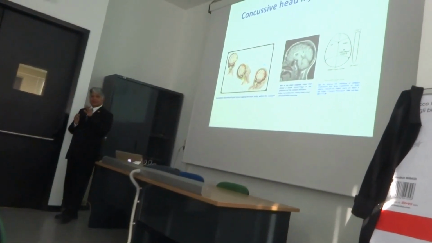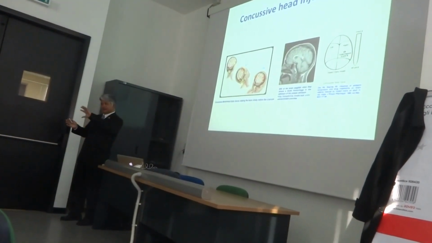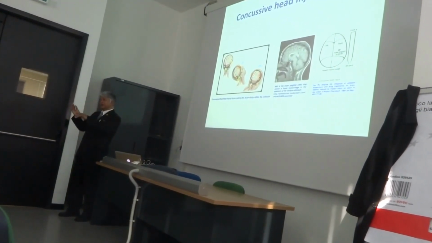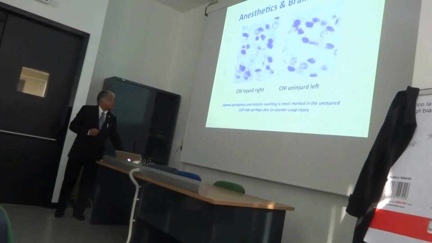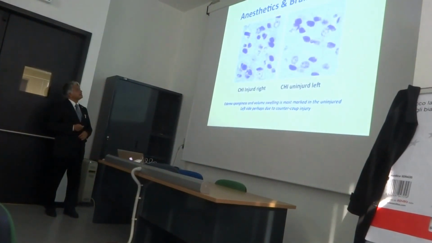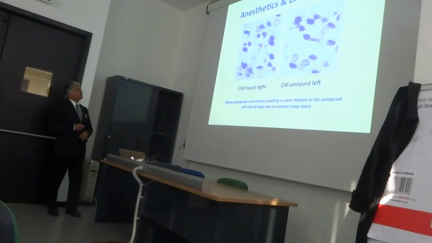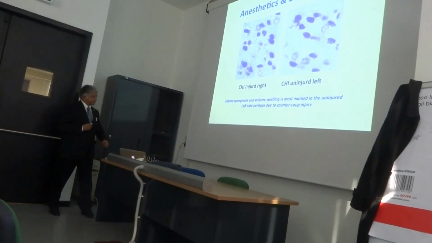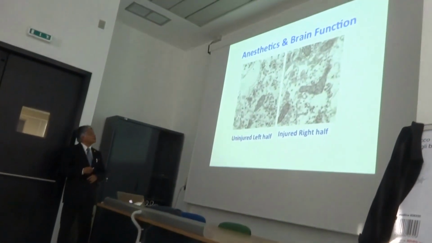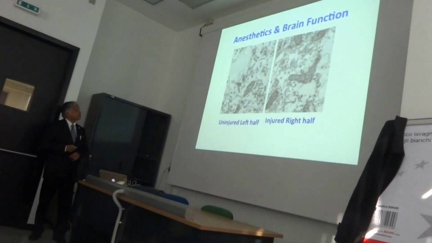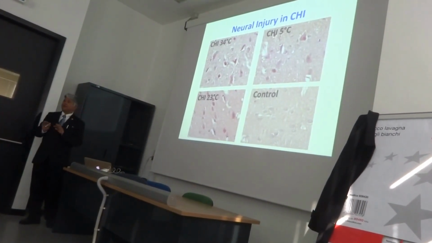The proof that this model is working with contrecoup is that when we have weight dropped on the right side, the left hemisphere is swollen much more because the brain is moving towards that, and then we have much more swelling on the left side. Here is the example that this uninjured side is showing much more damage than the right side. At the electron microscopy level also, the left side is showing much more damage than the right side.